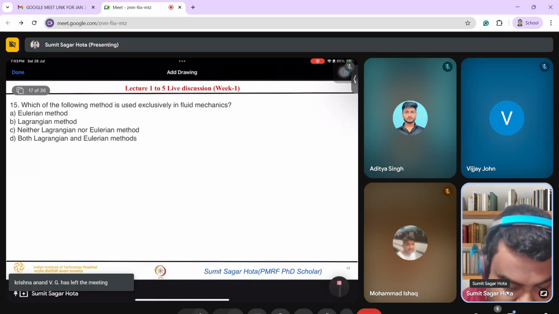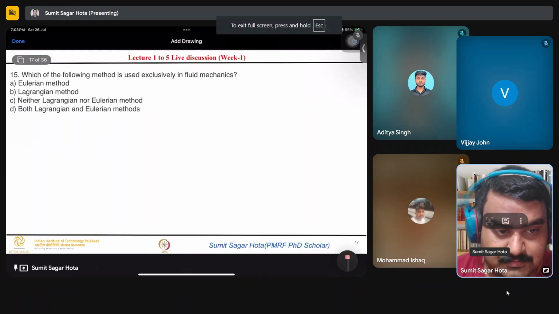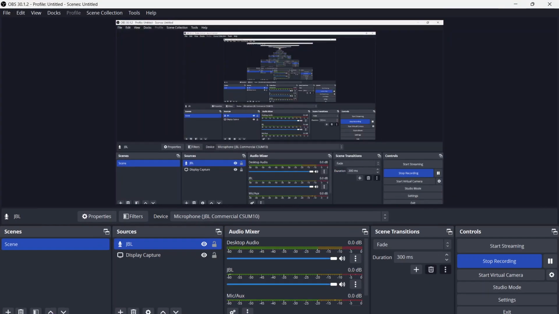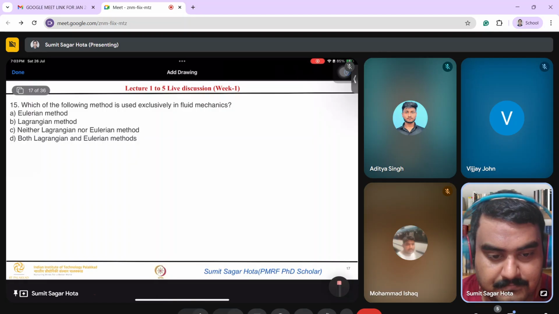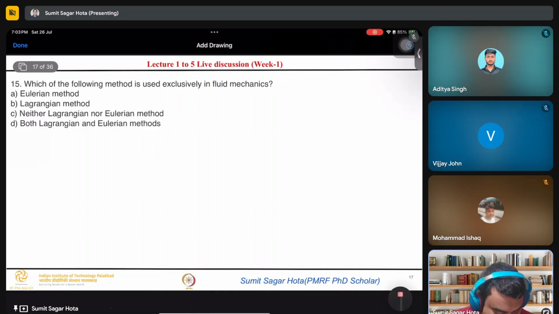Okay, the next one. Which of the following methods is used exclusively in fluid mechanics? This is a kind of confusing question, because in fluid mechanics you can see all kinds of methods, Eulerian, Lagrangian, everything.